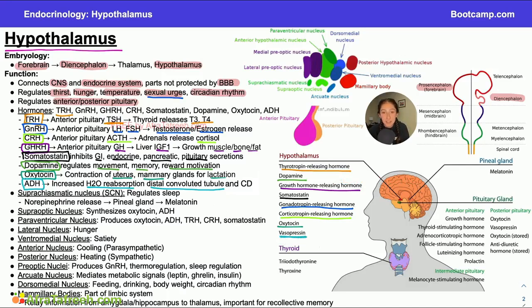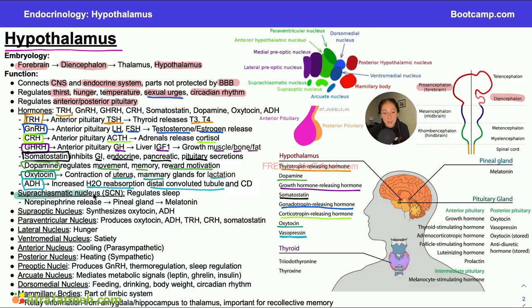So we've talked about all of these different hormones and all of the different jobs the hypothalamus has, but where the heck do all of these hormones come from? Well, there's specialized areas, specialized nuclei in the hypothalamus that are responsible for secreting all of these hormones, and it is going to be pretty high yield for you to be familiar with the different nuclei in case you get asked about them on step 1.